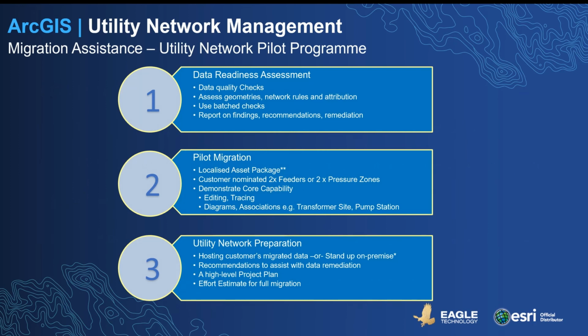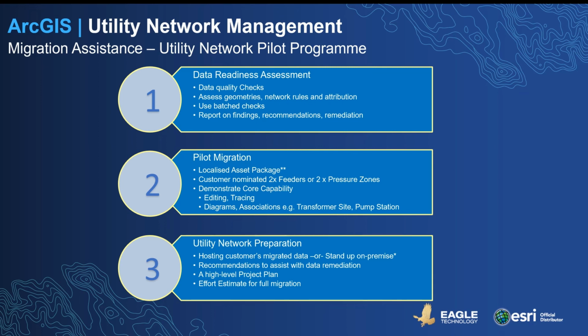Eagle can provide you with a packaged services offering as a jumpstart. The Utility Network Pilot Program is a phased program of work that will take a look at your data suitability and report on your readiness to move your network data into a utility network. Next is a pilot migration, where we take a subset of your network like 2 feeders or 2 isolation zones and will push your GIS data into a localized utility network model to demonstrate some of the core capabilities of the technology on your own network.